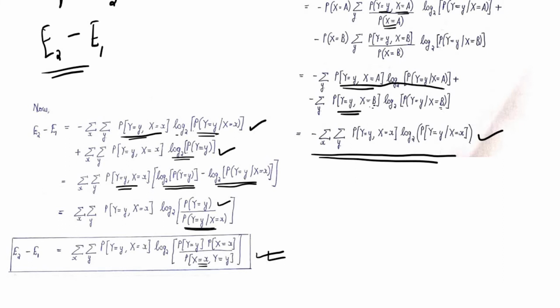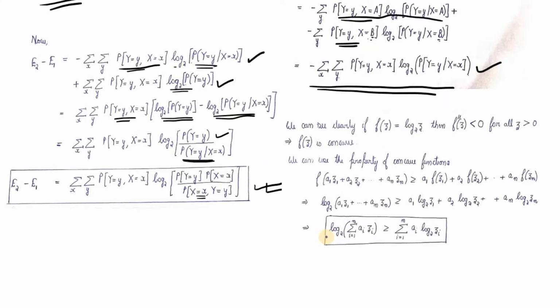So we will use a property of convex functions over here. We can clearly see that if we define a function f(z), which is logarithm base 2 of z, and we take the double derivative of f(z), it will be equivalent to minus 1 upon z square. For all z greater than 0, f double dash z is going to be less than 0. Whenever such a thing happens, the function f is said to be a concave function.